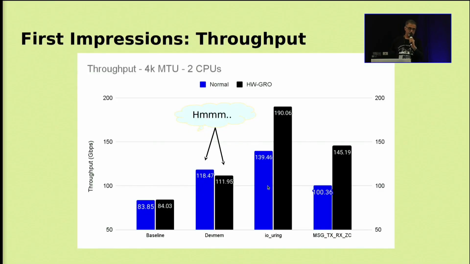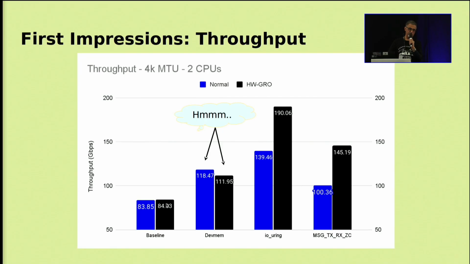All right, so run the fast test. Throughput, just looked at throughput, nothing else. Everything looked sane. This is 2 CPUs again. The black is indicating hardware GRO versus no hardware GRO, okay? So baseline maybe is reasonable, it's about 83, 84 megabytes. Devmem did not, sorry, hardware GRO did not do much to help.